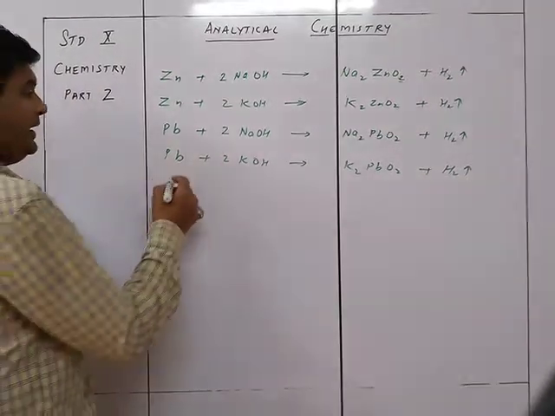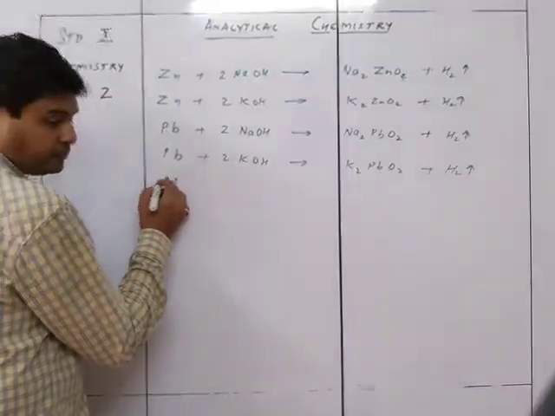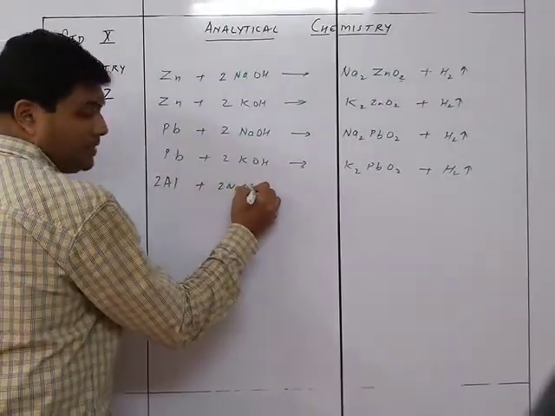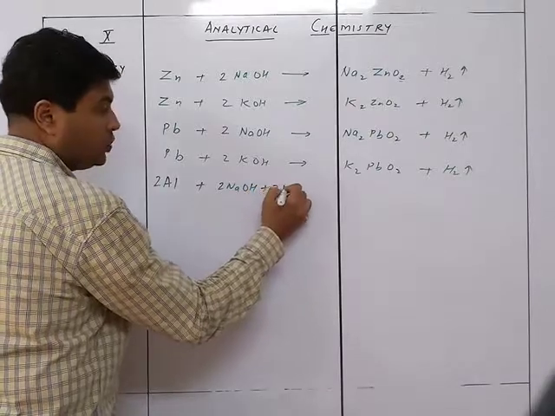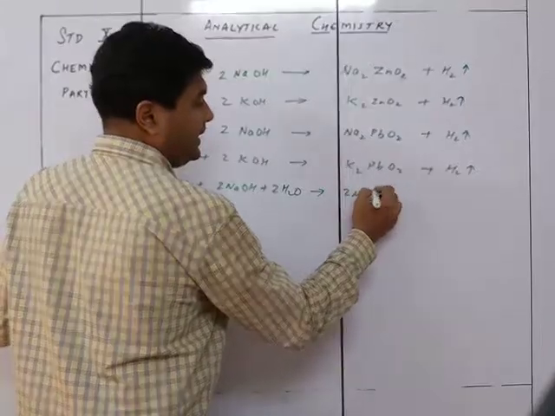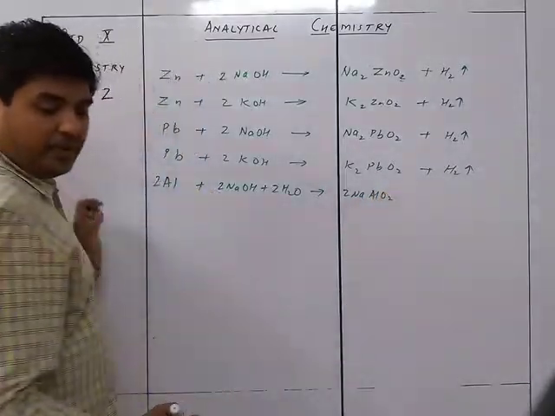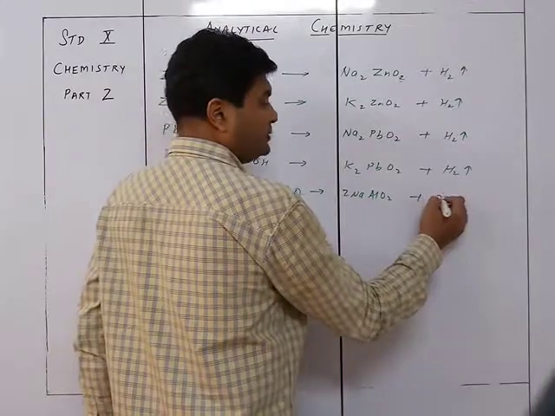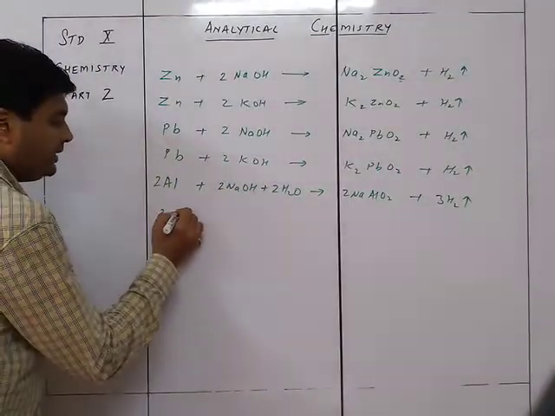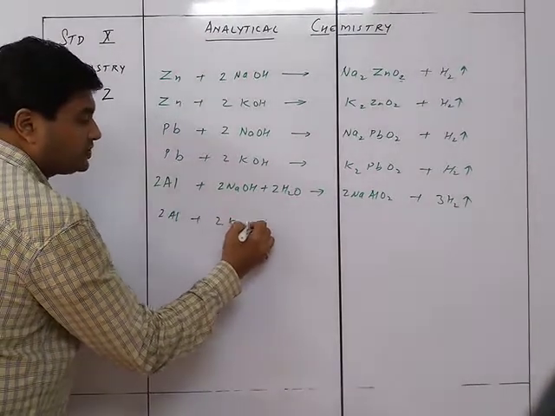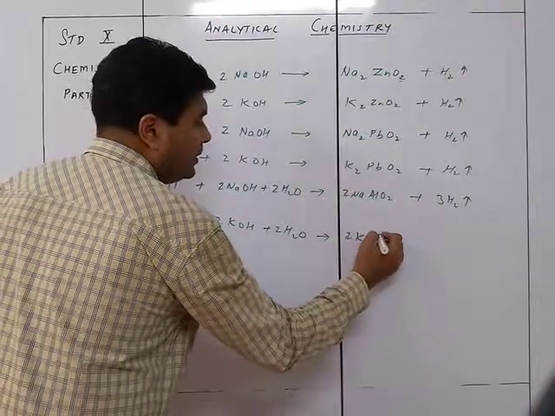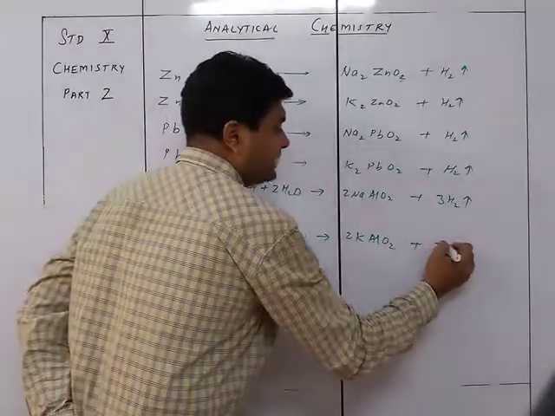Similarly, we have aluminium, so 2Al plus 2NaOH, but here you need some water also, so 2H2O, is going to give me 2NaAlO2, that is aluminate, plus 3H2. Same way, 2Al plus 2KOH plus 2H2O will give me 2KAlO2 plus 3H2.